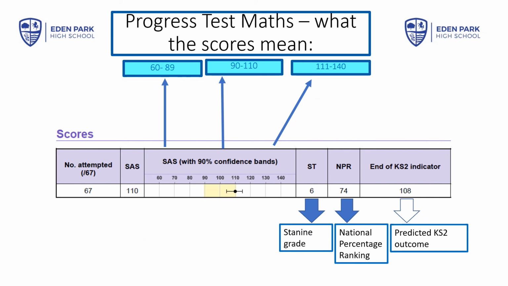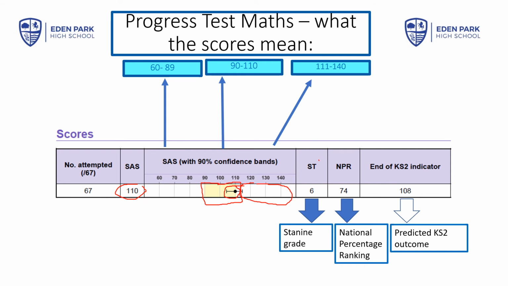For the progress test in maths, again, you've got this scale from 60 to 140, and this yellow box here, which we saw earlier in the CAT4. Again, anywhere between 90 and 110 means they're working at age-related expectations. This child here scored 110, which puts them here, right at the top of the age-related expectations, nearly into the more advanced area just here.